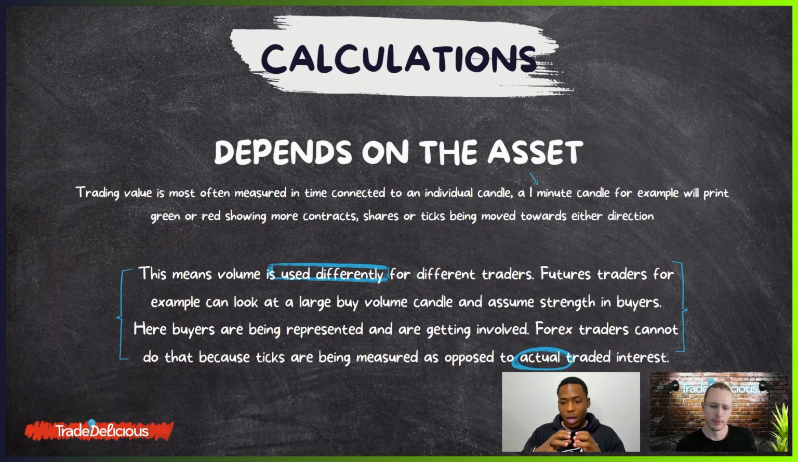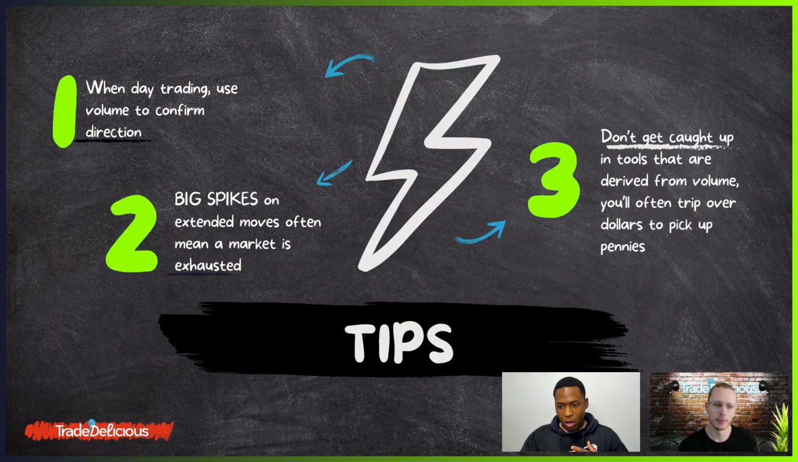So Forex traders are looking at the movement of ticks in a given market as opposed to the actual amount of lots that have been traded. I don't know if there are any tools that show lots traded, but I doubt that they'd be able to go across all CFDs, right? Different brokers. Yeah.